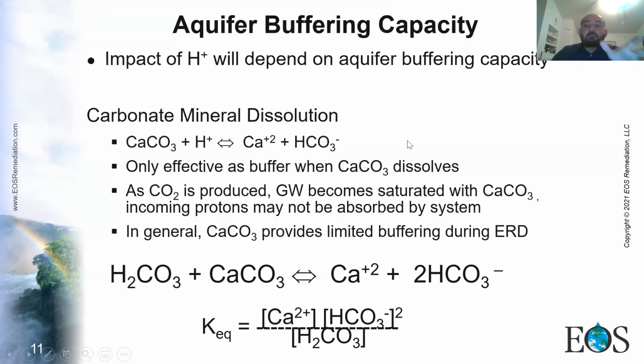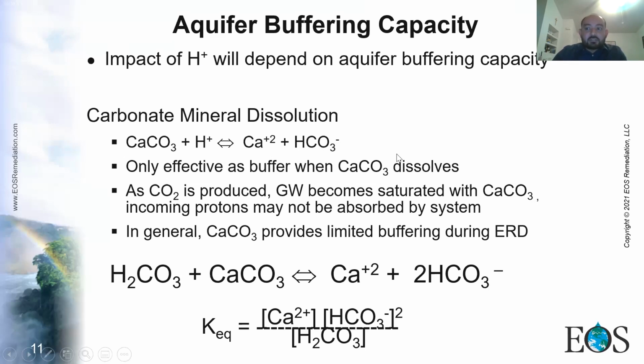The impact of the proton production will depend on several factors, among them the aquifer buffering capacity. And this is important because in many sites, you will not notice the decrease in pH at first. One of the main reasons is that you have some minerals, for example, calcium carbonate dissolved there. Calcium carbonate will capture the protons and basically neutralize the pH up to some point. But we need to remember that this is only effective as long as calcium carbonate is dissolving.